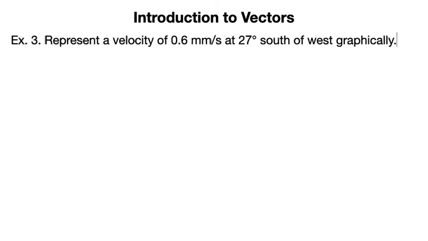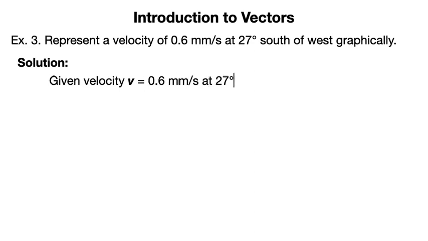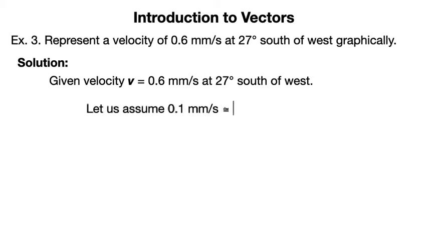Next example, represent a velocity of 0.6 millimeter per second at 27 degrees south of west graphically. Again, you have to choose a scale. You are given velocity vector as 0.6 millimeter per second, 27 degrees south of west. Again, see the symbol is bold and italic for vector. Scale chosen is 0.1 millimeter per second represented by 1 centimeter. 0.6 millimeter per second will be represented by 6 centimeter.